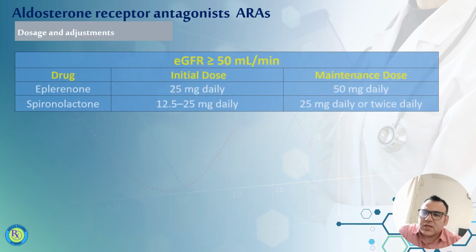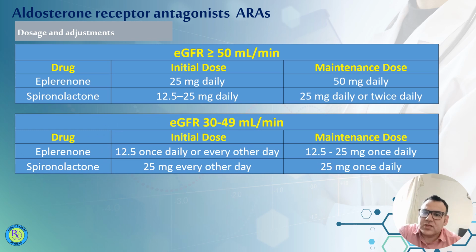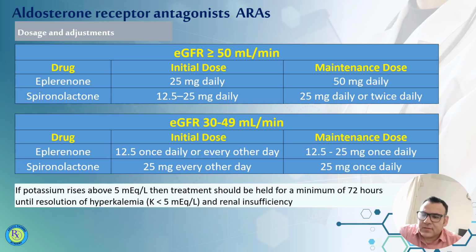So what is the dosage and adjustment? They have different dosage and adjustment according to eGFR, if it is above 50 or 30 to 49 ml per minute. So the initial and maintenance doses can be reduced to half in case of reduced renal function. And if potassium rises above 5, because they commonly cause hyperkalemia, treatment should be withheld for a maximum of 72 hours until resolution of hyperkalemia and renal insufficiency.